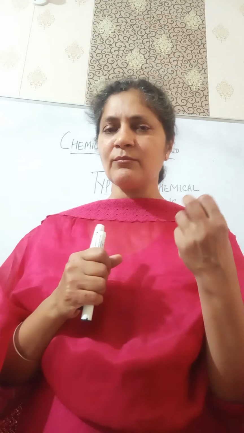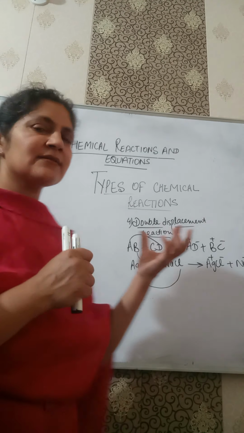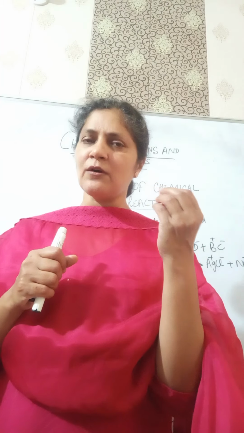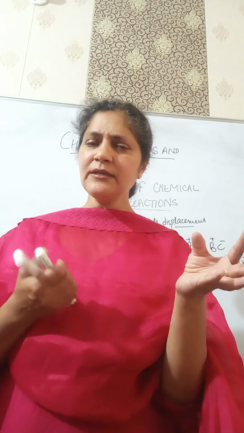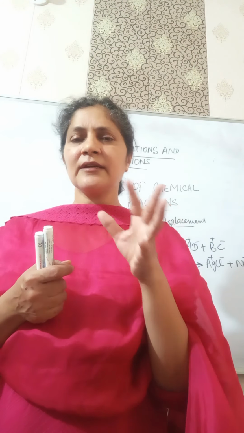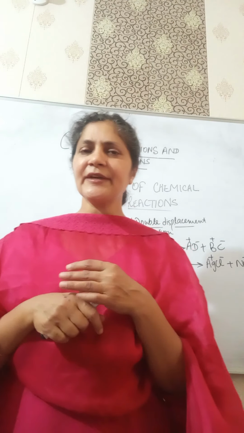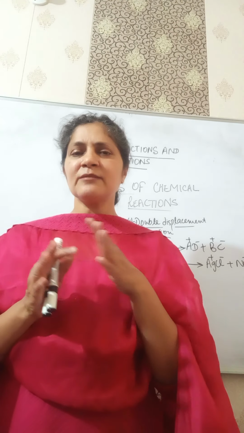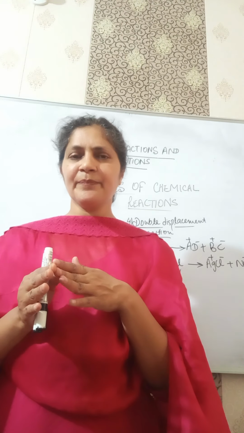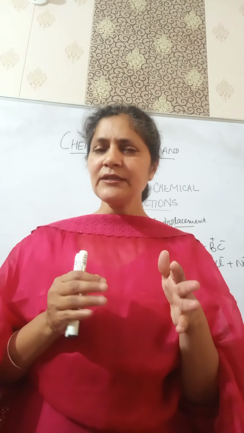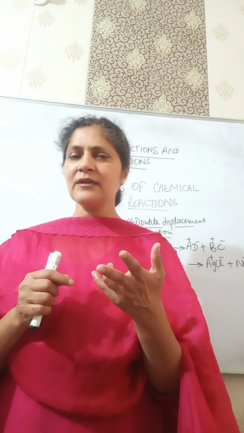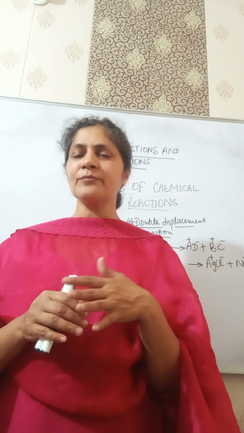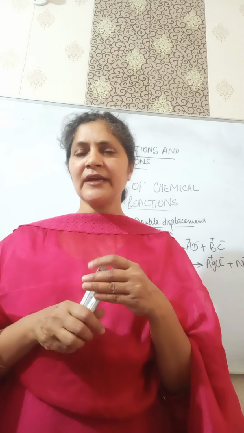We discussed combination reaction, in which two or more reactants combine to form a single product. Second was decomposition, which was opposite to the combination reaction, in which one reactant gets converted into two or more products. Third was displacement reaction, in which a more reactive metal displaces the other less reactive metal. And fourth was double displacement reaction, in which two compounds exchange their ions to form two new compounds. That's all for today.